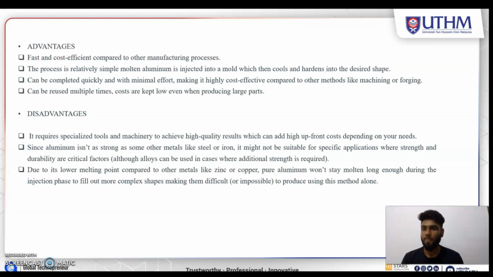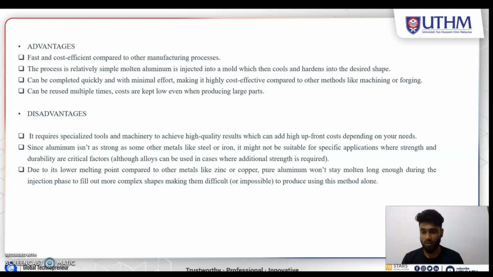So first of all, it is fast and cost efficient compared to other manufacturing processes. Next, the process is relatively simple. Molten aluminum is injected into a mold, which then cools and hardens into the desired shape. Next, it can be completed quickly with minimal effort, making it highly cost effective compared to other methods like machining and forging. Next, the mold can also be reused multiple times, so the costs are kept low, even when producing large parts.